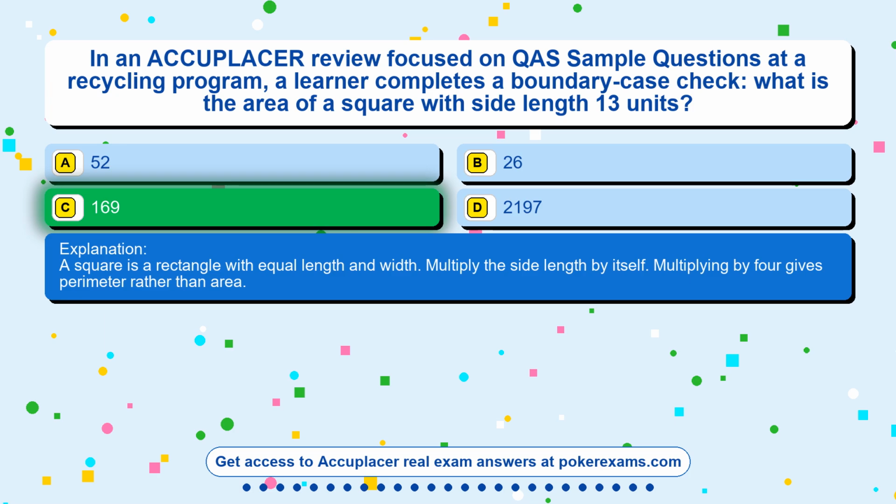A square is a rectangle with equal length and width. Multiply the side length by itself. Multiplying by 4 gives perimeter rather than area.